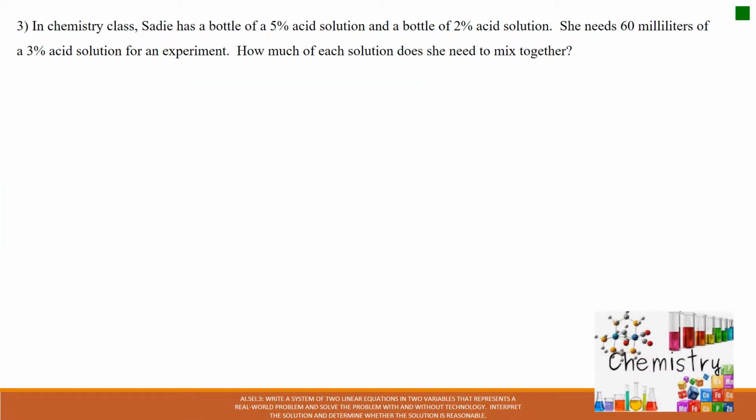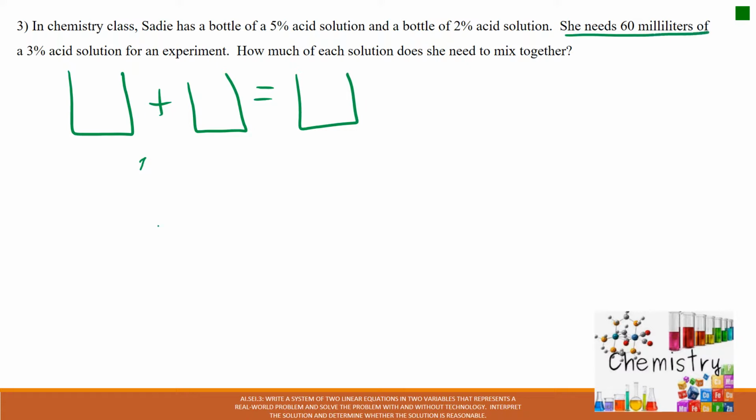All right, in chemistry class, Sadie bought a bottle of 5%. That means we're going to our beakers. She has a bottle of 5% and a bottle of 2%. She needs 60 milliliters of 3%. Let's just pretend Sadie is a pharmacist and she's mixing together eye drop solution.